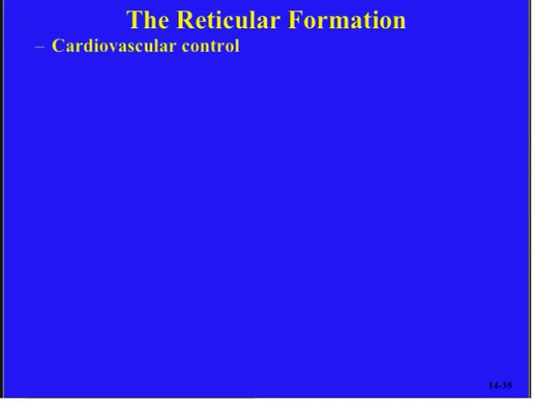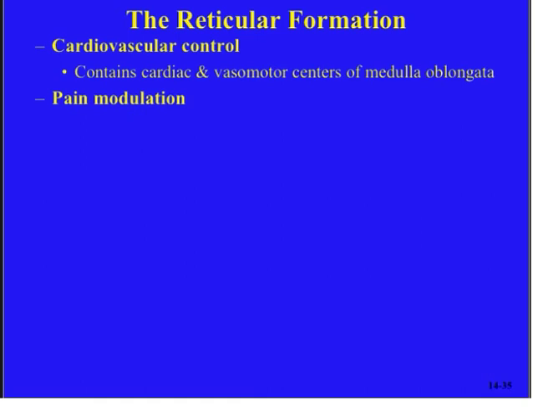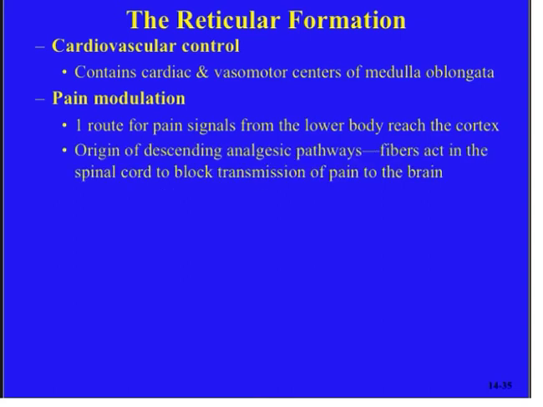It also acts in cardiovascular control. It contains cardiac and vasomotor centers that are located primarily in the medulla oblongata within the reticular formation. They also modulate pain sensation. It's one of the routes for pain signals from the lower part of the body, and it is one way that they reach the cortex and you become aware of pain.